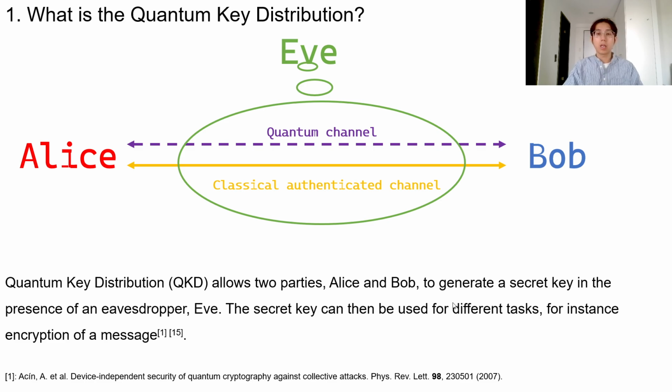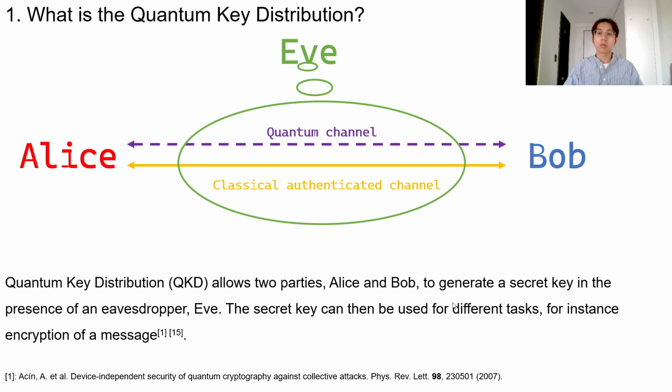And there is no limit to the power of Eve. You can imagine that he even has access to a quantum computer and can perform any kind of operation that he wants on the qubits that he intercepts. So what are we trying to achieve here?